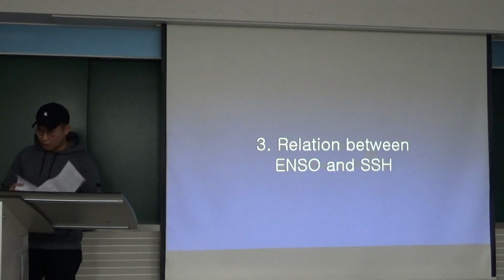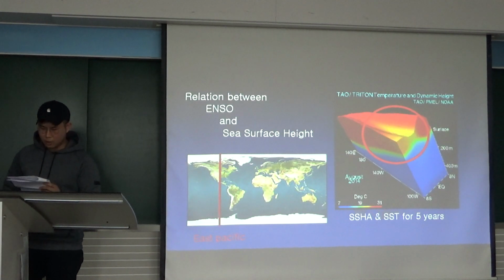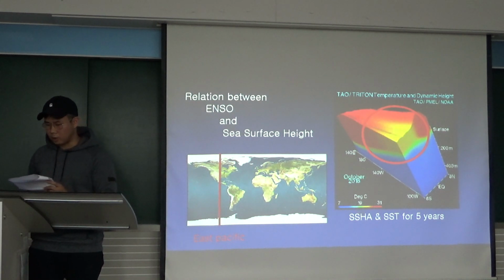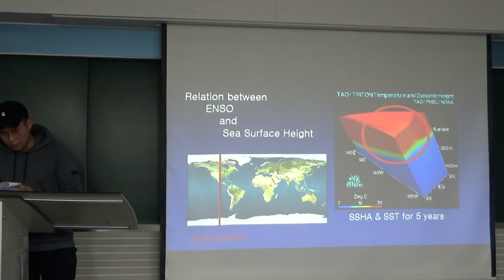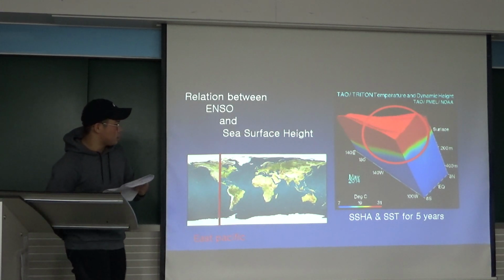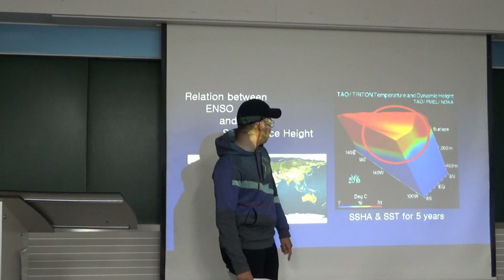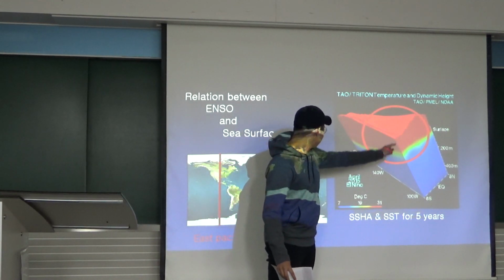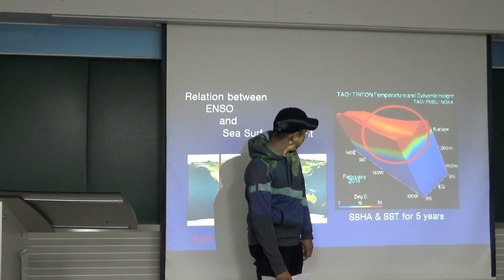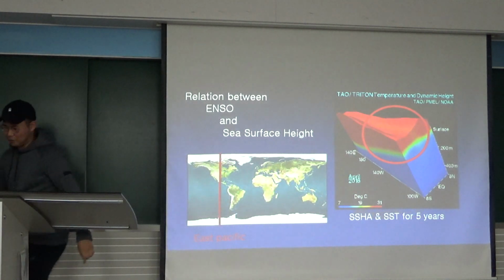And then the relation between ENSO and sea surface height. This figure is from NOAA, and this picture has information for the last 5 years at the equatorial part of the Pacific Ocean. It has 15-16 El Nino data when you see this graph. You can see the sea level rise in the El Nino period. This part, you can see the sea level rise on that.